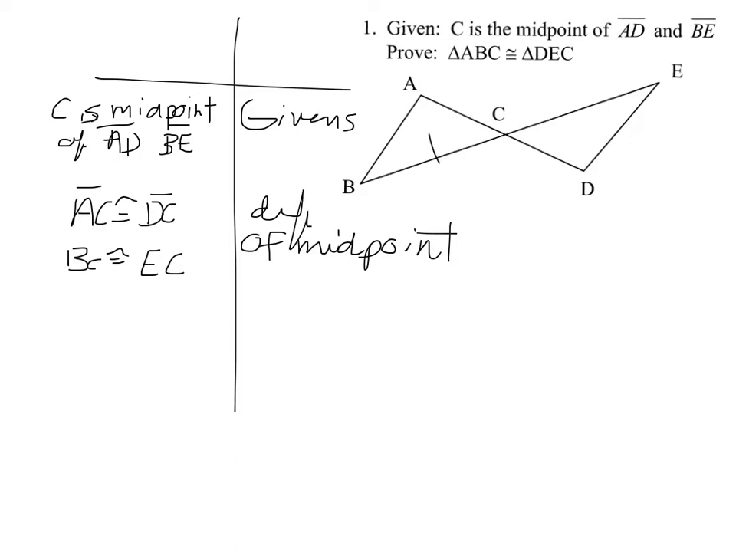So now, let's mark what we've got. These two are congruent. These two are congruent. And I can see right here that these two angles are congruent. By what theorem? Okay, so we're going to write that angle ACB is congruent to angle DCE.